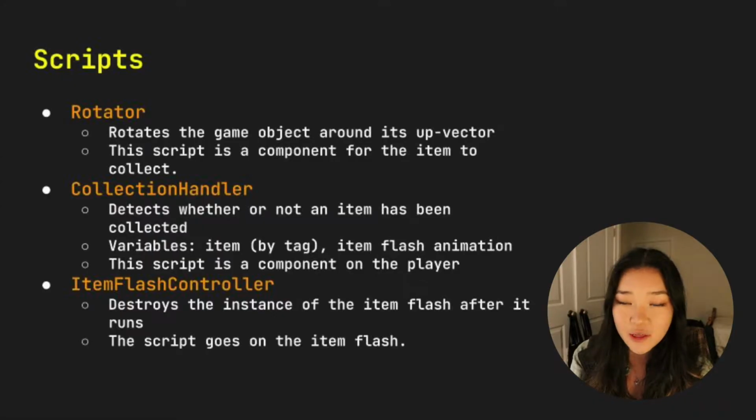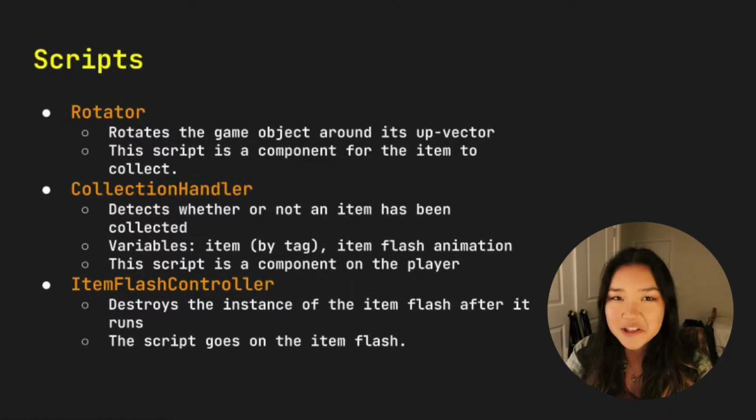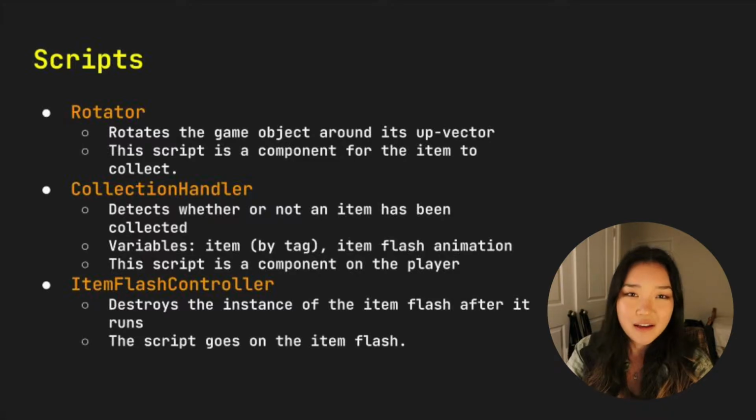And then we're going to be writing 3 different scripts for this project. The first one is a rotator, and this is just going to rotate the game object that it's a component for around its y-axis. So it's really not necessary for a collection if you're trying to pick up coins or anything, but I just think it looks cool. It makes it a bit more dynamic and fun to look at. So we're going to do it.